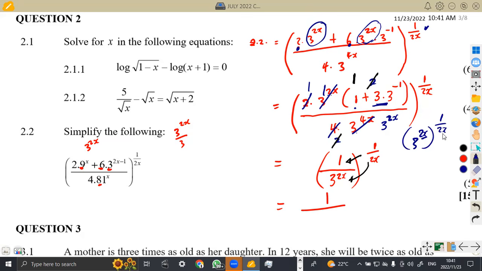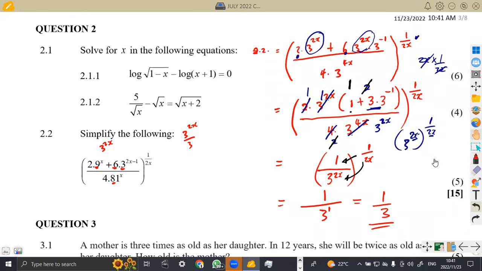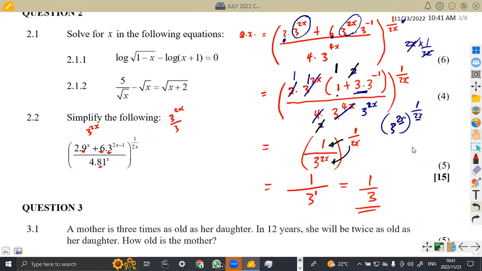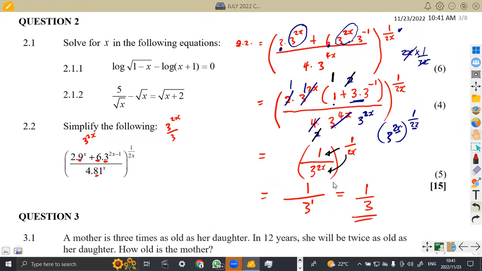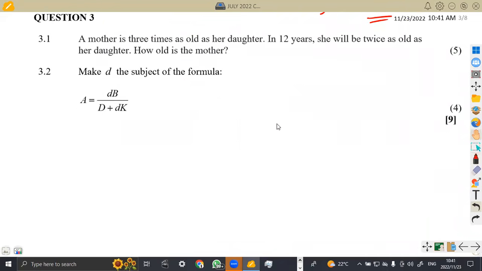So as you can see, 2x and 1 over 2x will cancel. This will cancel just like this, guys. 2x times 1 over 2x, so this can cancel. We've got 1. So it is going to be 3 to the exponent of 1, of which you know that 3 to the exponent of 1 is the same as 3. So our answer is going to be 1 over 3. So that was the simplification part, and actually you can obtain 5 marks by doing that. So these are typical questions that you can be given.